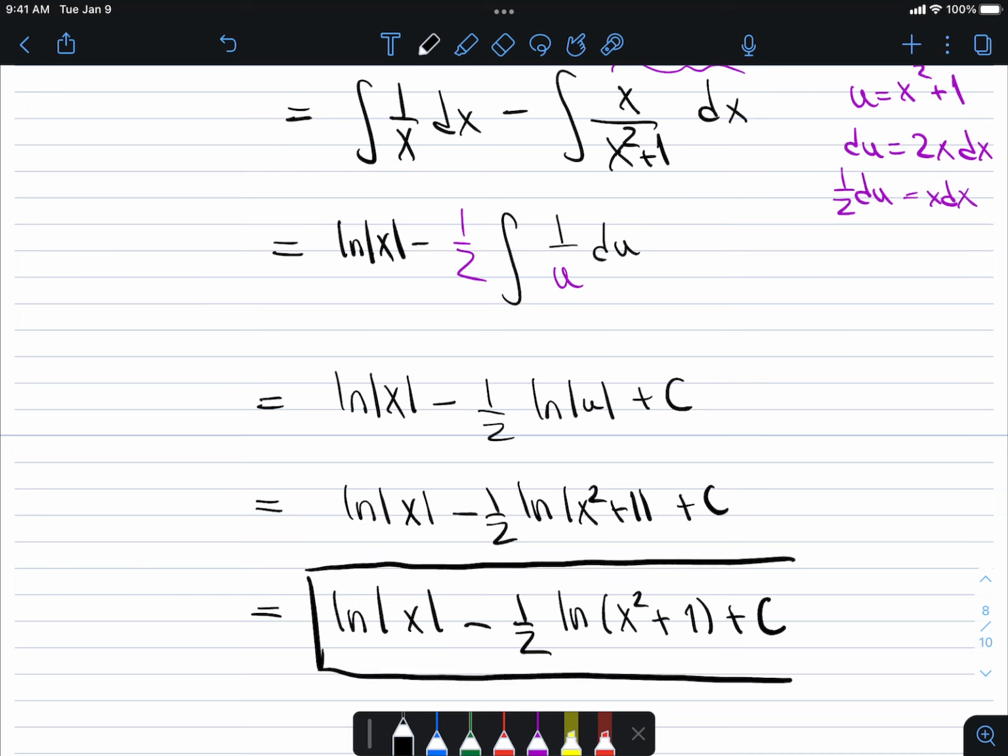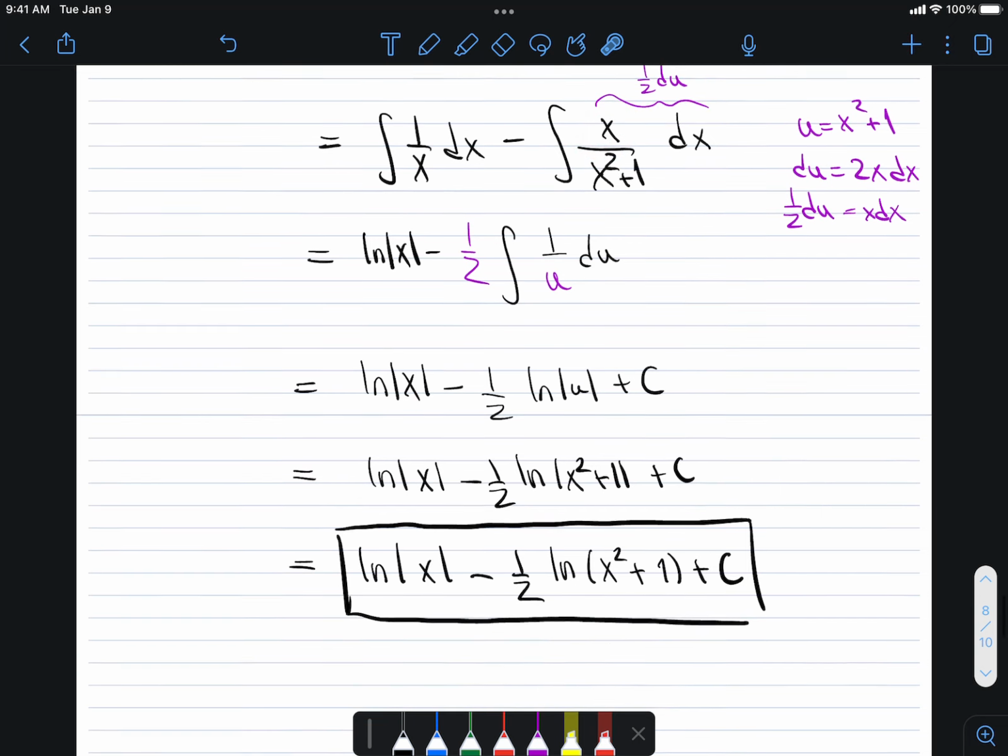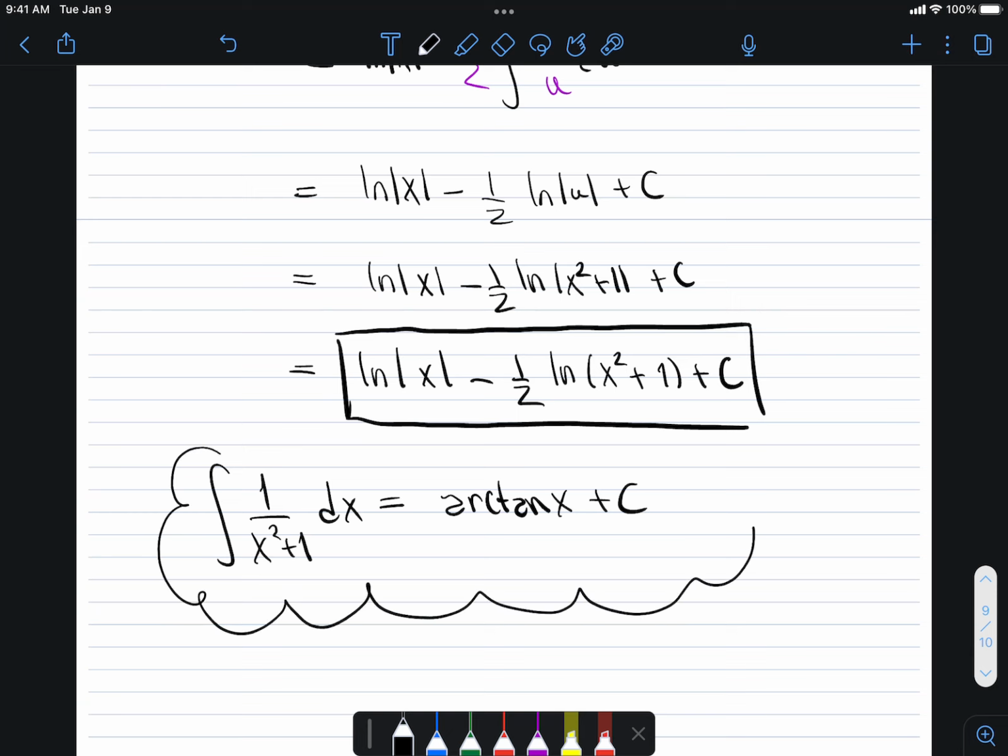Now, this could change very much if the partial fraction decomposition were different, if that were not an x and if that were a 1. If that were a 1 over x squared plus 1, you also need to know this integral. And this is the arctangent, or the inverse tangent of x. So make sure you know this for different problems, just in case you need to use that as well.